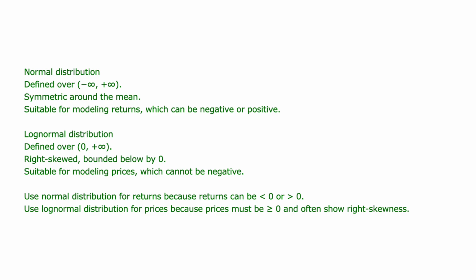Normal distribution: suitable for returns because it is symmetric and defined from negative infinity to positive infinity, allowing for negative values. Lognormal distribution: suitable for prices because it is defined from 0 to positive infinity, ensuring prices remain non-negative.